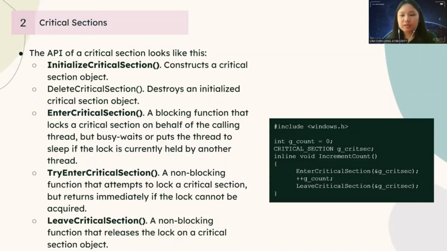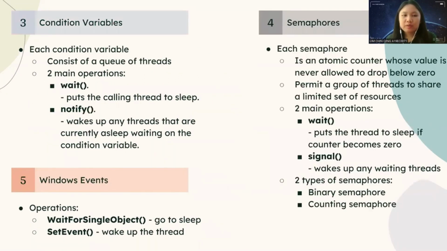A critical section is a block that accesses a shared resource in a multi-threaded program. When a thread tries to enter a critical section that's already locked by another thread, it will use a spin lock to wait until the other thread is done. A condition variable consists of a queue of threads and is like a flag that allows a thread to check if a specific event has occurred. If the event hasn't happened yet, the thread can block itself and wait for the event to occur. The two main operations are wait and notify.